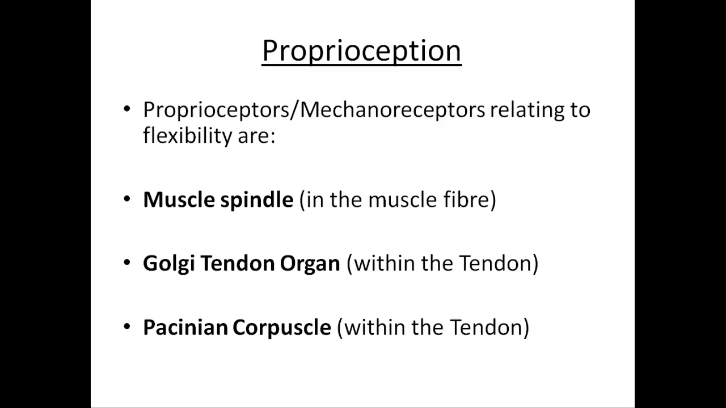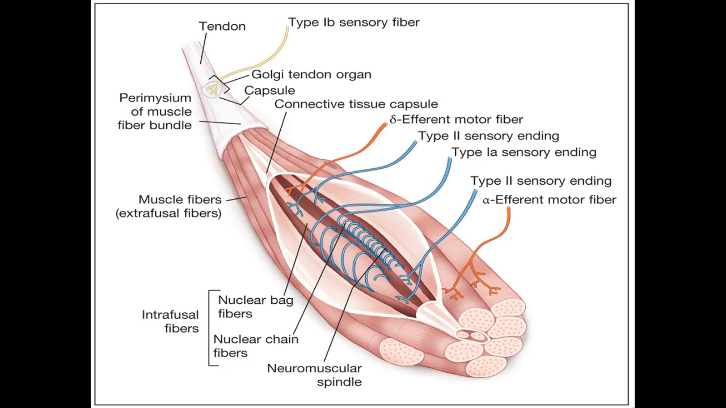Proprioception. So proprioceptors and mechanoreceptors relating to flexibility are the muscle spindle, which is in the muscle fibre, the Golgi tendon organ within the tendon, and Pacinian corpuscles also within the tendon. So here we've got the tendon, that then becomes the muscle. This is the Golgi tendon organ, the GTO, which is located in here, and then you've also got the muscle spindle here, which is located in the muscle.